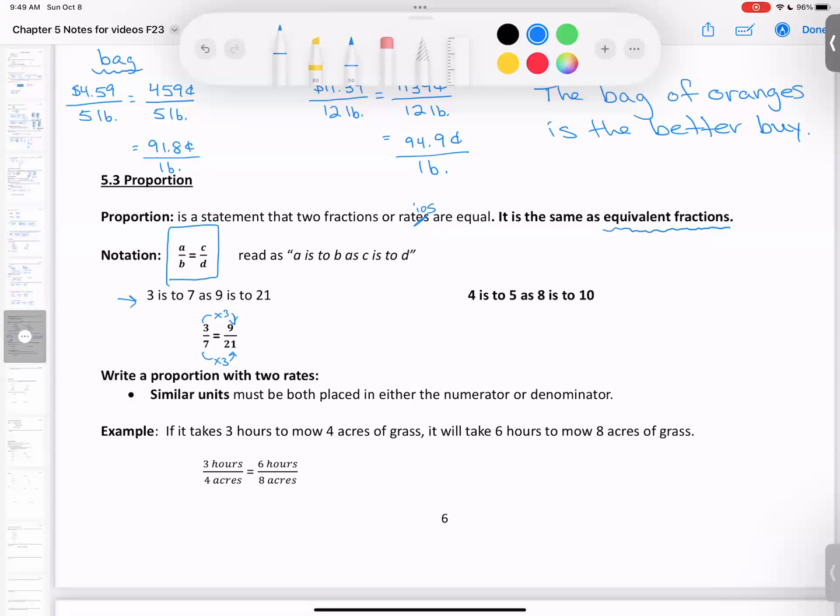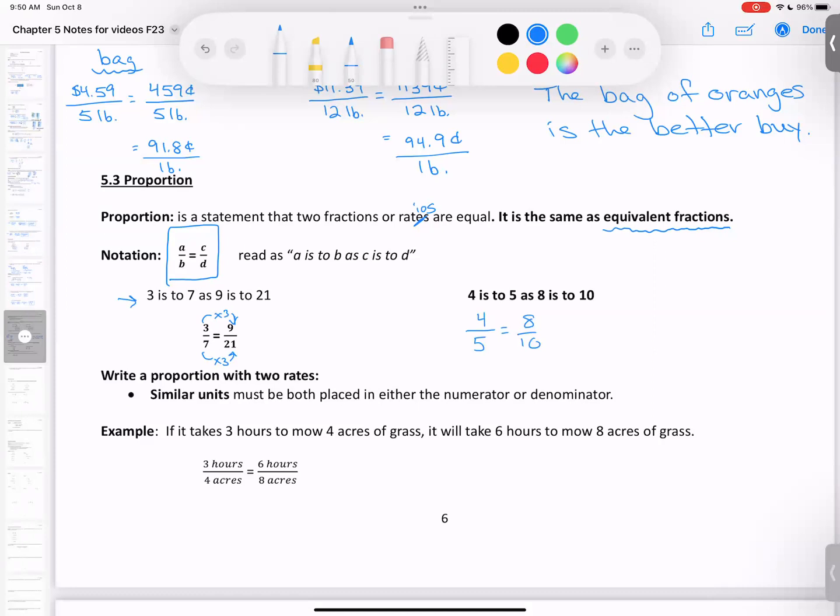For example, if we're mixing 3 parts bleach for every 7 parts of liquid, we could mix 9 parts bleach for every 21 parts liquid, and we would have the same concentration of bleach. We would have an equivalent fraction. Once more, we've got 5 is to 4, or sorry, 4 is to 5 as 8 is to 10. So we can write that as equivalent fractions: 4 is to 5 as 8 is to 10.